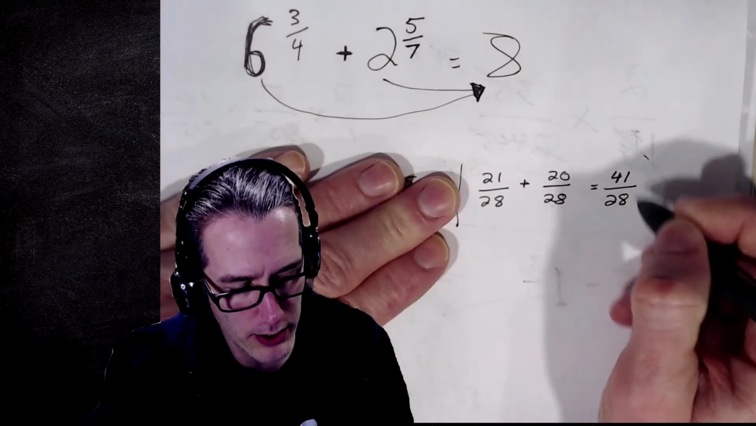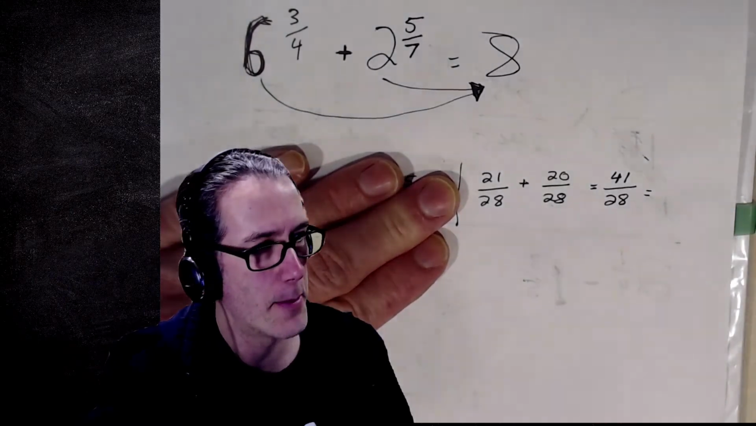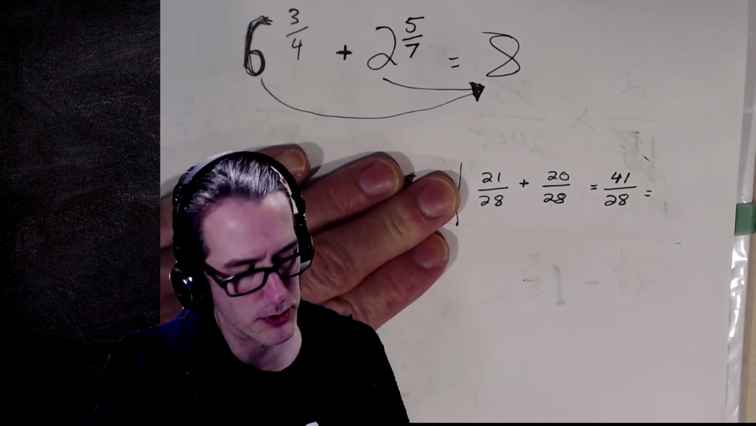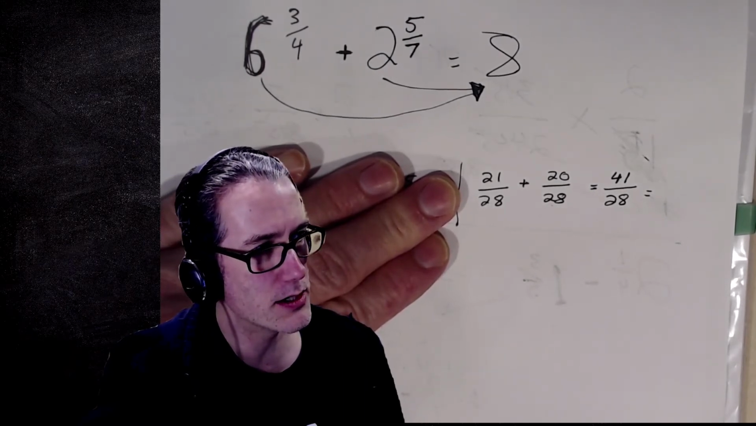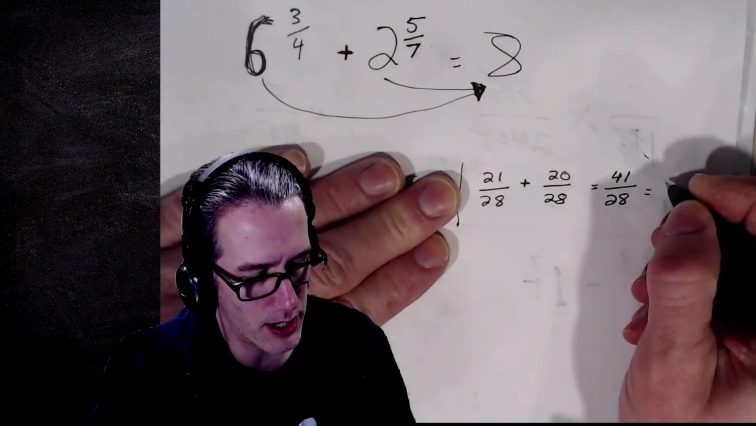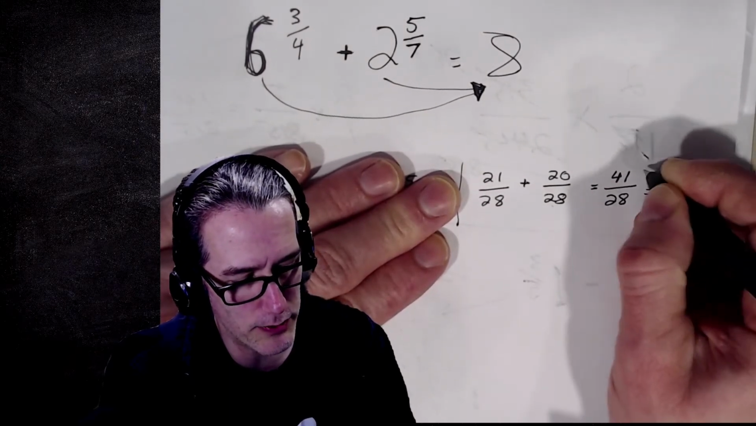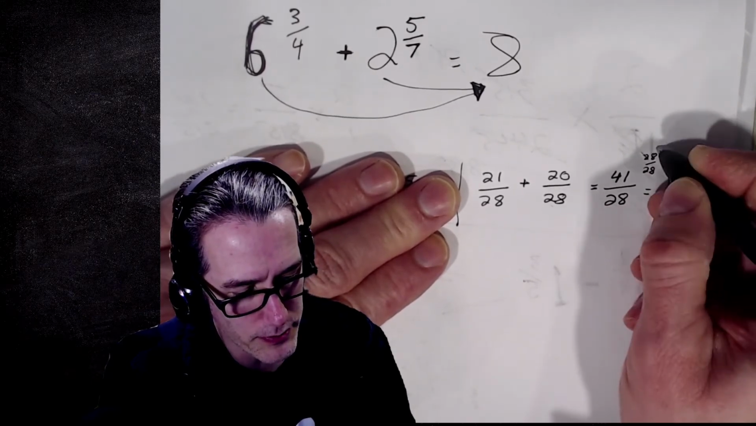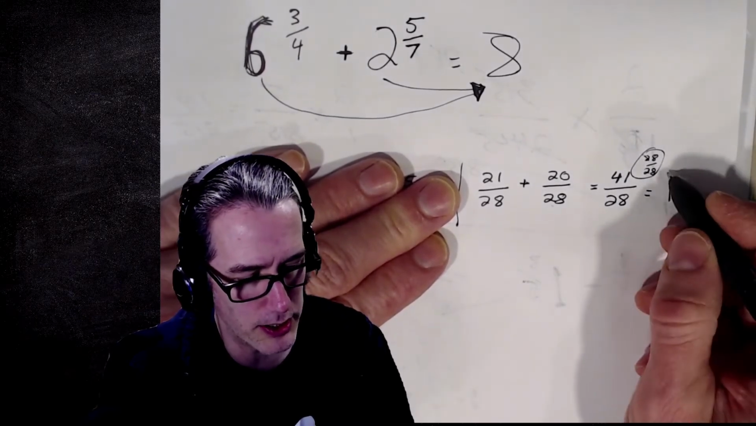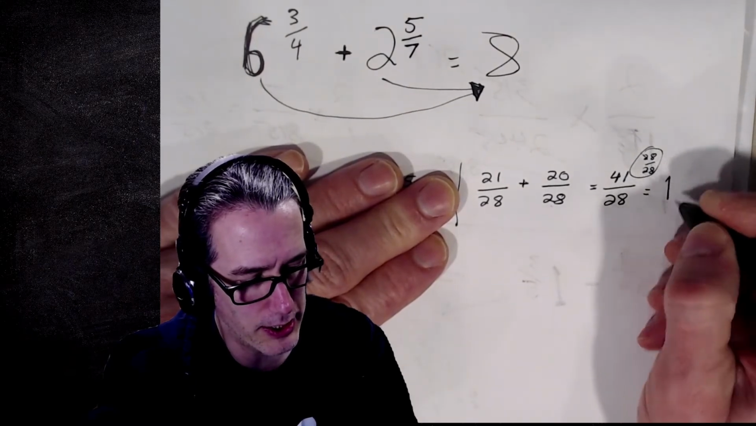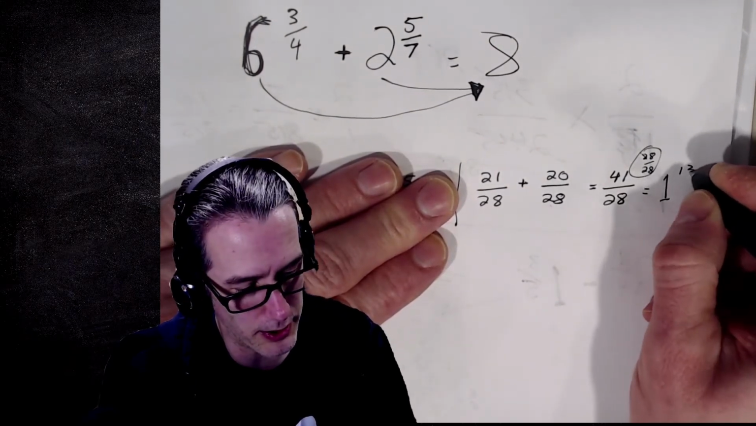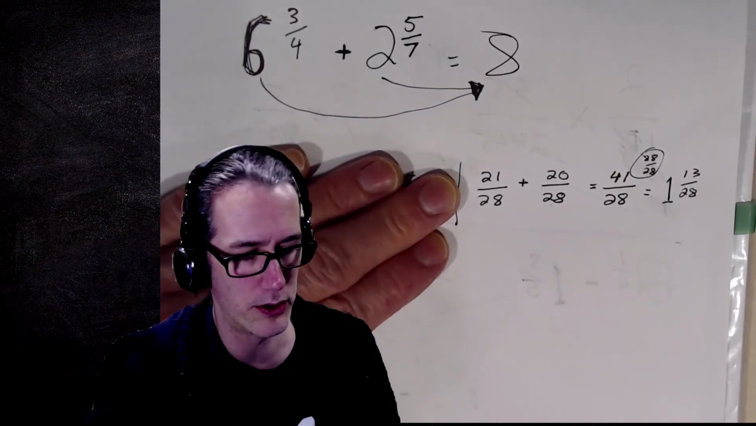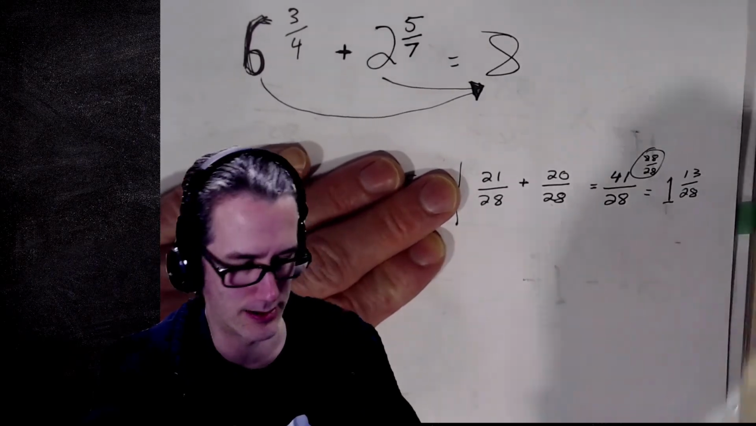So 41 over 28, and then I would turn that back into a mixed fraction just by subtracting 28 from the top. I pull 28 over 28 out of it, giving me the 1. And that would leave me with 13 over 28. And if I could reduce that down, I would. But in this case, I can't because that's prime.